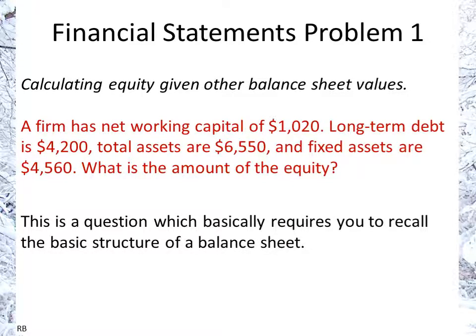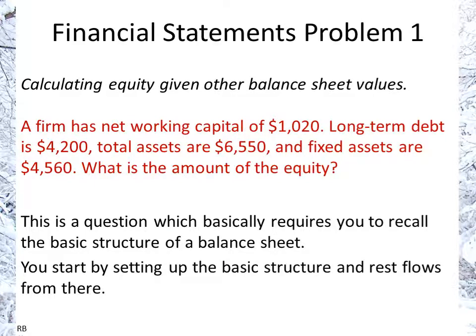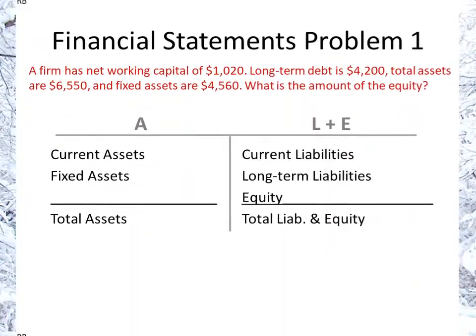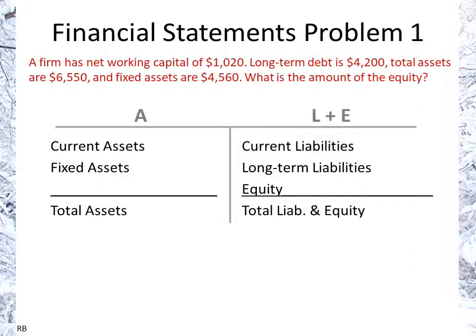So we need to recall the basic structure of a balance sheet, and then you start by creating the structure and labeling the numbers we have, and the rest will follow from there. The balance sheet starts with current assets and fixed assets on the one side. On the other side, we have current liabilities, long-term liabilities, and equity.